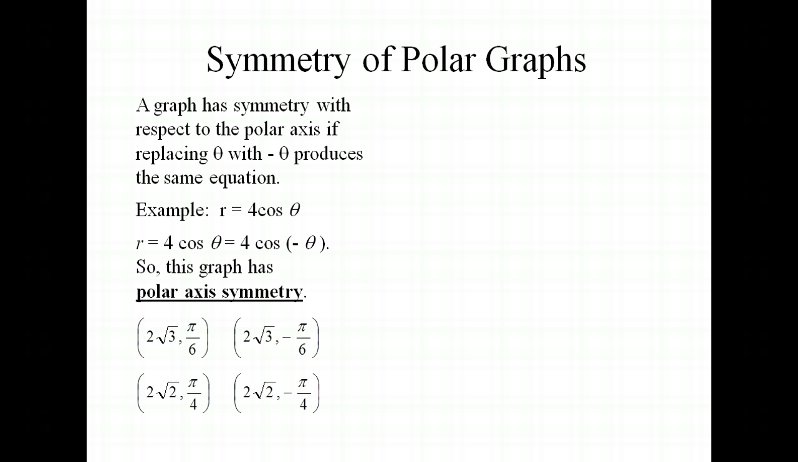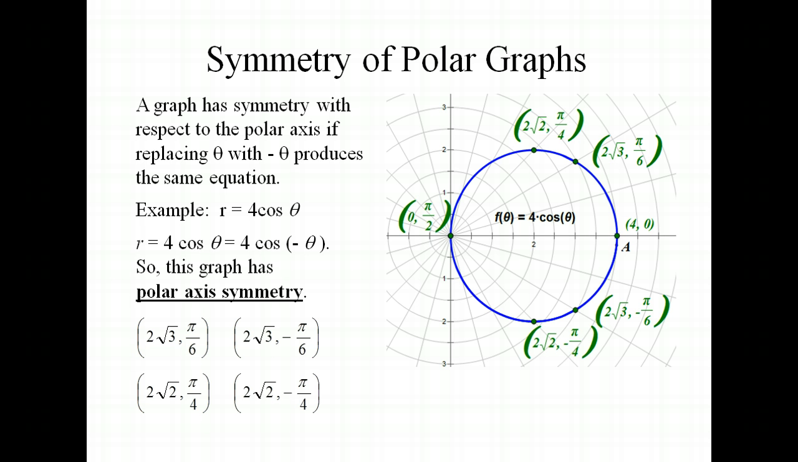Let's take a look at our graph. Now, in my lesson on polar equations, we graphed 4 cosine theta, so you may want to review that if you're not sure how to graph it. But it is a circle centered at the ordered pair (2, 0) with a radius length of 2. Okay, since it's centered at (2, 0), we know that it's going to have symmetry with respect to the polar axis. But let's look at our points that we just found.